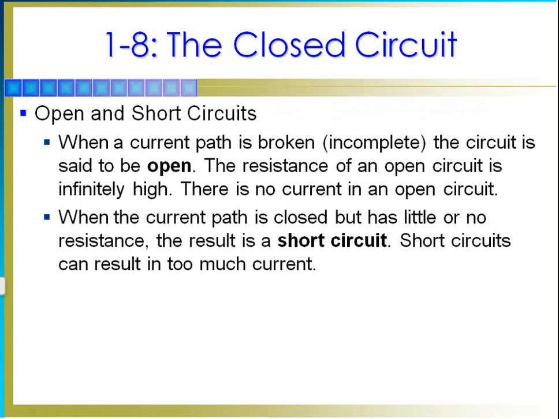When we have a closed circuit, we can have a couple of failure modes: an open circuit or a short circuit. An open circuit is a current path that is broken. Incomplete current path, broken wire, open resistor, something that's going to keep the electrons from being able to flow from negative to positive. When you have a closed path, but you have little or no resistance, that's a short circuit, which means you're going to have too much current, free flow of current, and you're going to create excess heat. Burn something up.